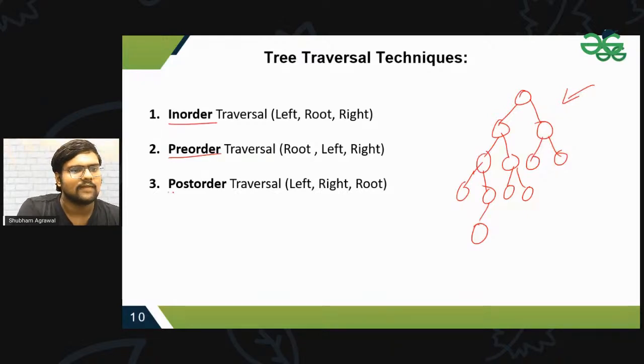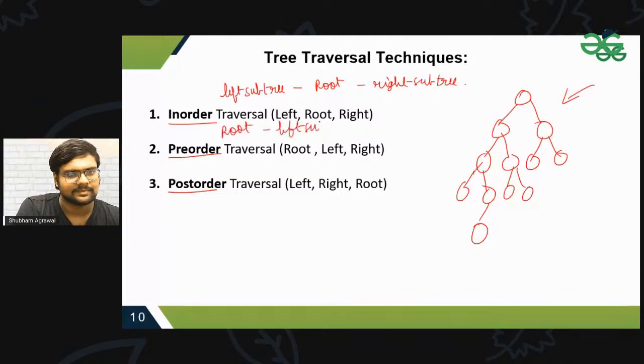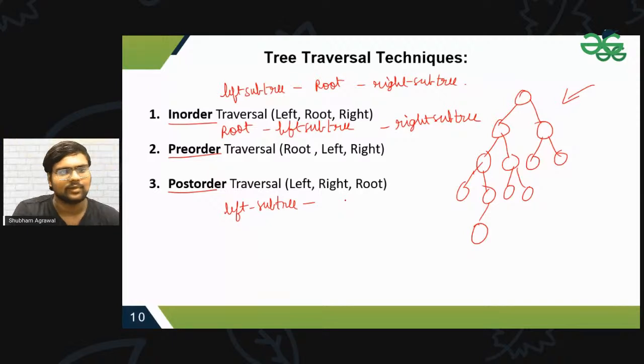In order, we visit first the left subtree, then we visit the root, then we visit the right subtree. In pre-order, we visit first the root, then the left subtree, then the right subtree. And in post order, the root is visited at the last. So first we visit the left subtree, then the right subtree, and then the root.